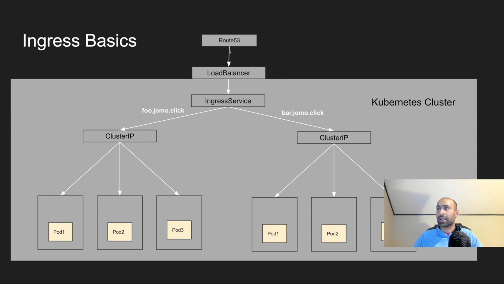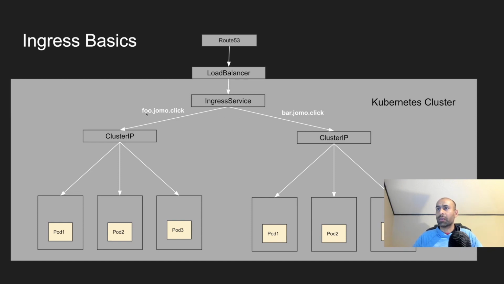The way it would work is that Route 53 would send the traffic to a standard load balancer. The load balancer would send it to the Ingress service, and the Ingress service would then forward it to the ClusterIP services based on the host mapping, whether it's foo.jomo.click or bar.jomo.click. We could configure Ingress using hosts or paths, or both hosts and paths, and there are a lot of other configurations also available.